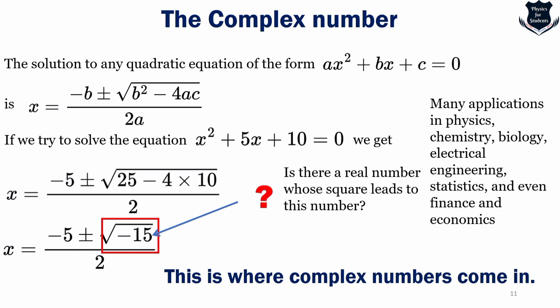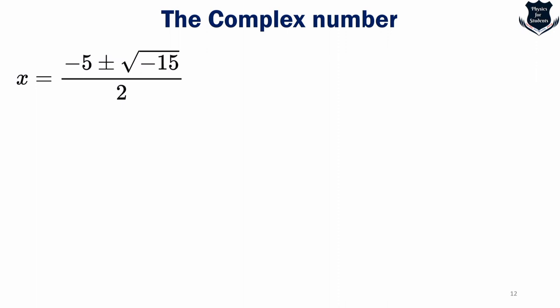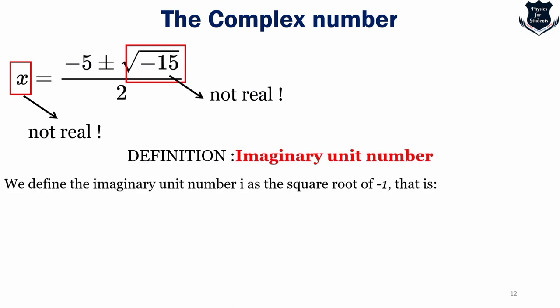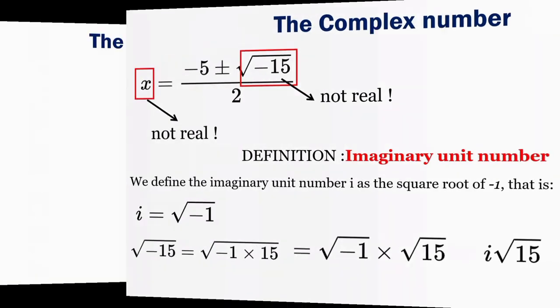So this first example actually shows you the point where we encounter complex numbers. Given this kind of a formula, this is actually not real. So the definition of the imaginary unit number is, we define the imaginary unit number i as the square root of minus 1, that is i equals the square root of minus 1. Now if we take the further values and substitute here, we get this, which is approximately equal to 3.87i. So this is just to let you know the definition, and if you're substituting the value, how a complex number leads into it.